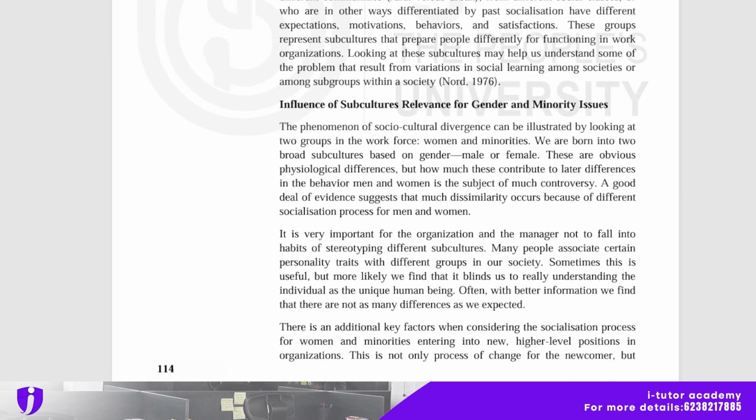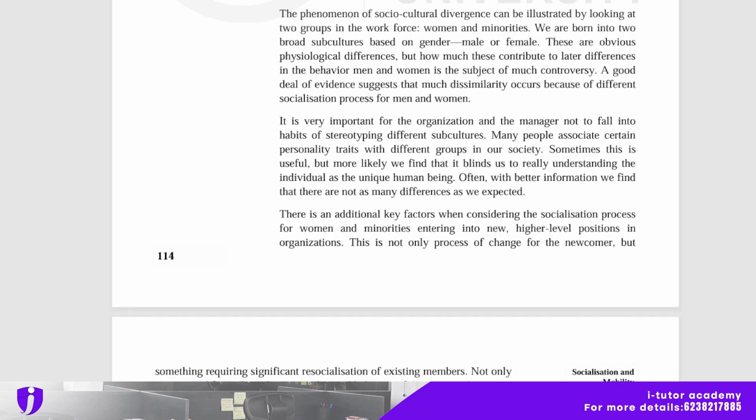And influence of subcultures, relevance for gender and minority issues. The phenomenon of socio-cultural divergence can be illustrated by looking at two groups in the workforce, women and minorities. We are born into two broad subcultures based on gender, that is male and female. There are obvious psychological differences, but how much these contribute to later differences in the behavior of men and women is the subject of much controversy. A good deal of evidence suggests that many dissimilarities occur because of different socialization processes for men and women.